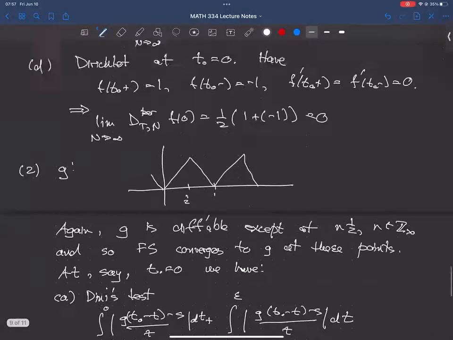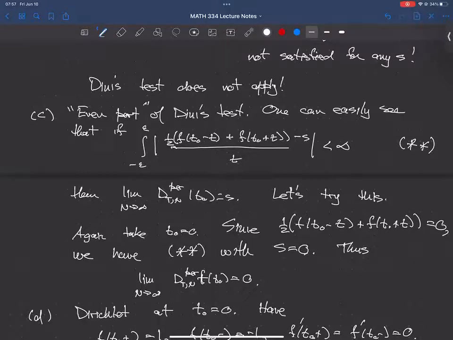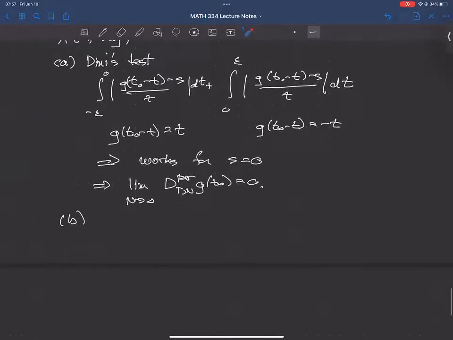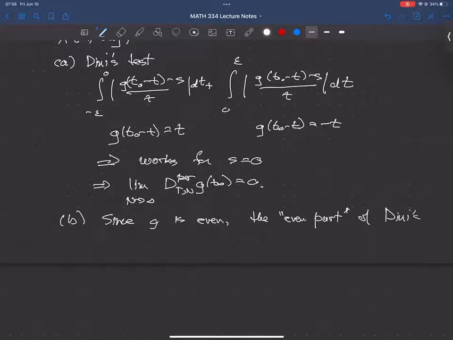And so I have this other version of Dini's test, but it is exactly the same as Dini's test, and the reason is that G is even. F was odd, and so the even version of Dini's test gave us new information there, but here G is already even, and so this modified Dini's test gives us no new information. Okay, good.